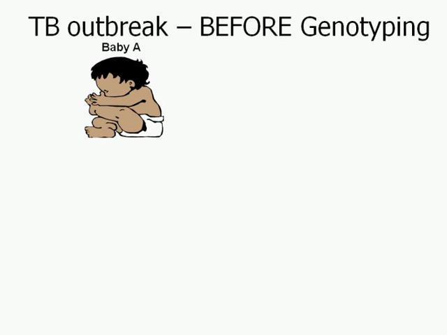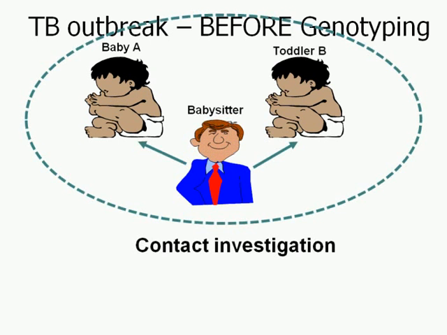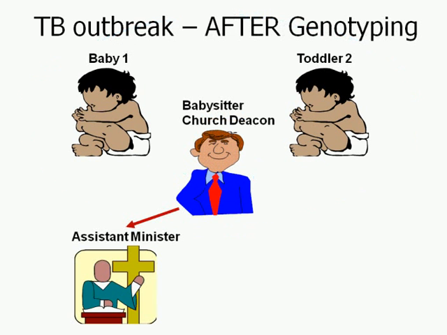Okay. So the first thing that I'm showing you is that we have a baby, and that baby was culture positive with tuberculosis. So there was a contact investigation, a source case contact investigation around that baby, and that investigation identified a babysitter with TB who had been infectious for quite some time, and also a toddler with culture positive TB. And all this occurred before genotyping results.